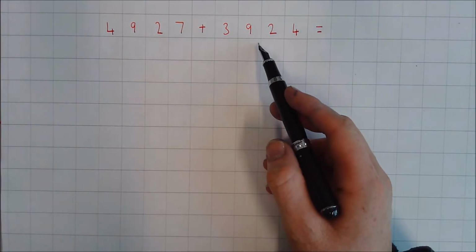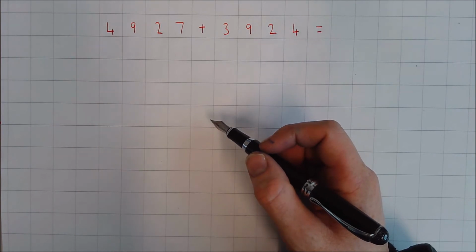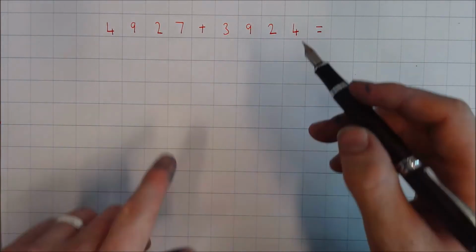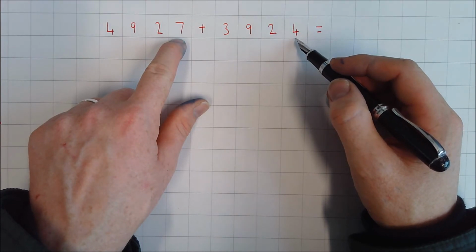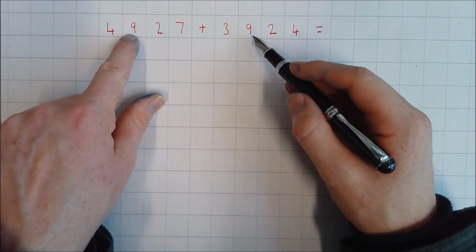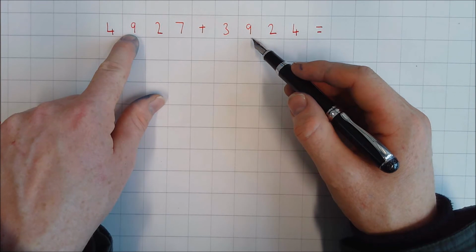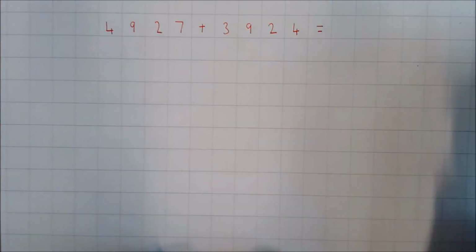Looking at these two numbers, how can we tell that we are going to have to exchange already? What do you notice? Hopefully you noticed that in the ones column we have a 7 and a 4, which make more than 9. And then in the hundreds column we have a 9 and a 9, which also make a sum greater than 9. So let's see what this looks like when we set it out as a column addition.